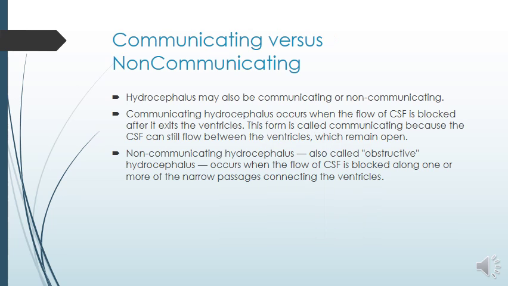In looking at cerebral spinal fluid flow, you can also categorize it as being communicating versus non-communicating. A communicating hydrocephalus happens when the flow of the cerebral spinal fluid is blocked after it exits the ventricles. This form is called communicating because the CSF can still flow between the ventricles, which remain open.